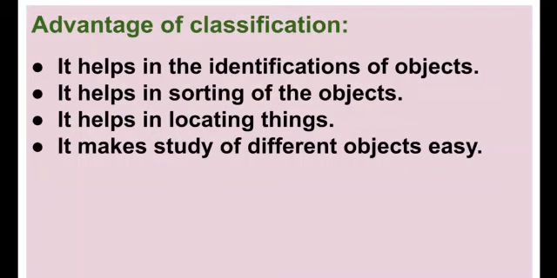Now we will discuss the advantages of classification. It helps in identification of the objects, it helps in sorting of the objects, it helps in locating things, and it makes the study of different objects easier. So classification is very important for us to make our life easy. Okay, by arranging the things, we can locate them easily, we can sort them easily, we can identify them easily, and we can study them easily.